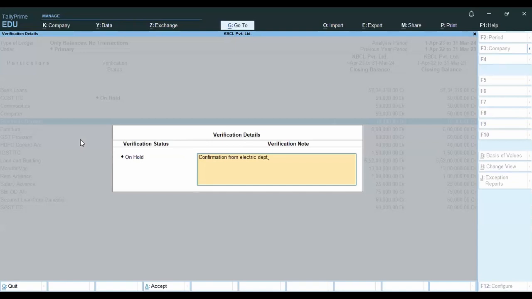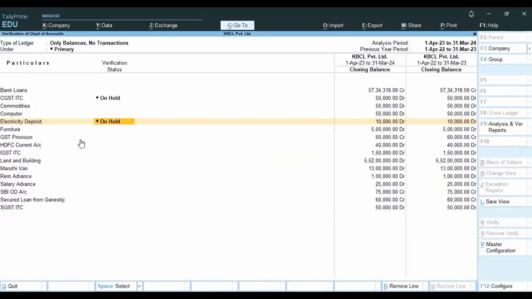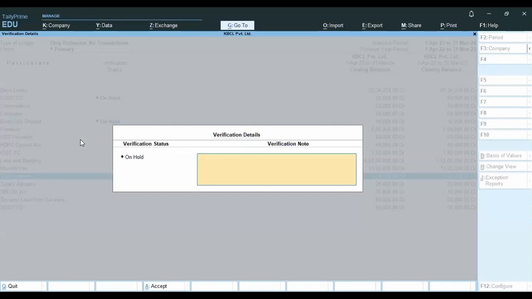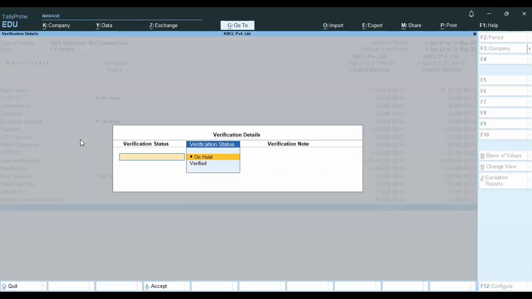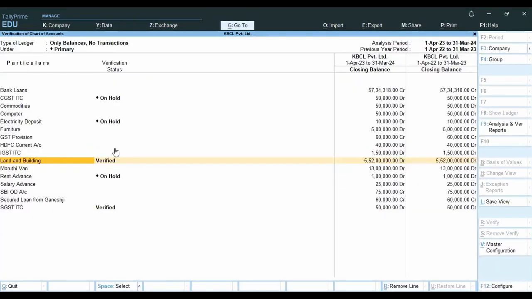I can say on hold, and I need a confirmation from the electric department. As an auditor, I need a confirmation from the electric department, so I can simply mention that comment. Once I mention that comment, it becomes part of my audit program. Again, say for rent advance, I feel that I need to mention a query. I can simply mention the query, whether it is squared off or not. Say for a GST balance, I have confirmed it, then I can simply verify it. Land building, I feel that it is verified, I can simply verify it.